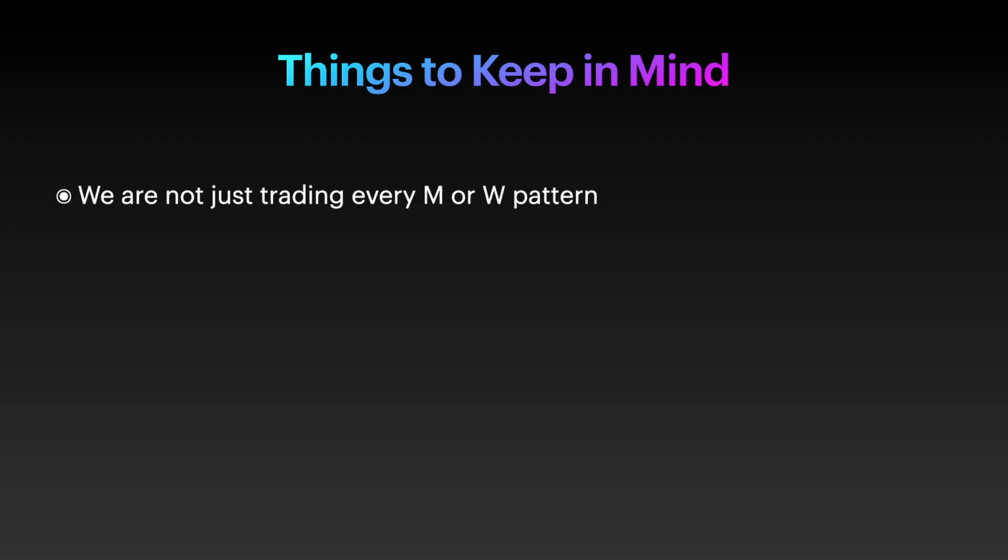Keep that in mind, and this brings me to the point that we don't just trade every M or W pattern, because some of the M's or W's that you guys are seeing out there are just trash, meaning they're a mess. What I see a lot throughout the homework is you trying to make a pattern there, even though it's not the cleanest pattern, so you can meet your requirements of 20 examples of type 1s or 2s or 3s.